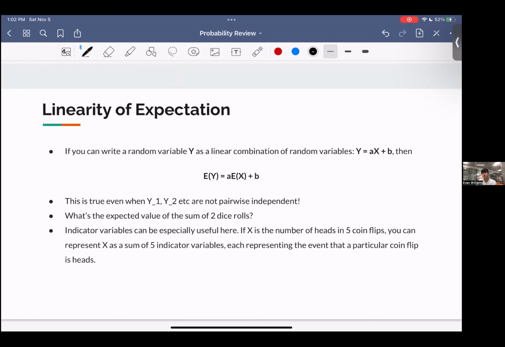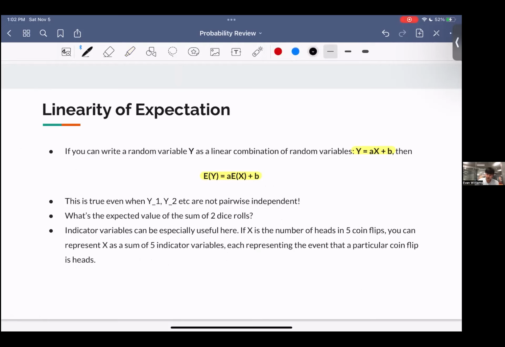So expectation is also a linear operator, right? If I can write a random variable y as a linear combination of other random variables, suppose that y can be written as y is equal to ax plus b, then the expectation of y is just equal to a times the expectation of x plus b.